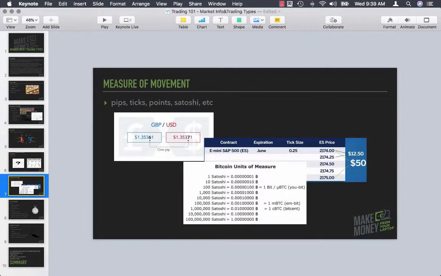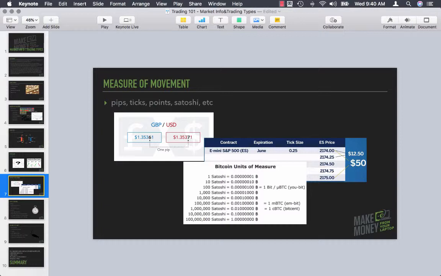All right. Next up is the type of movement. So depending on the market that we're trading in, we'll use terms like pips or ticks or points or satoshis if we're talking about cryptocurrencies. All of those things are defining for us the lowest level of movement that we can have in a specific market or specific instrument.